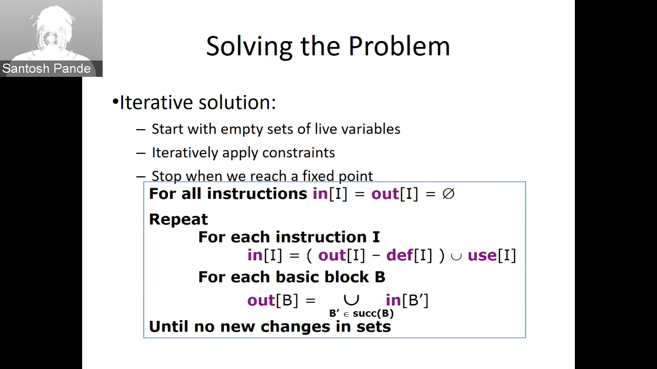You can see that the seed of this analysis could be that whatever is live and is upward exposed in a given basic block is included in its in set, because its use is seen from the top of the basic block, so that becomes live at the entrance. So in sets are initialized to the upward exposed uses, and then we keep propagating and converge.